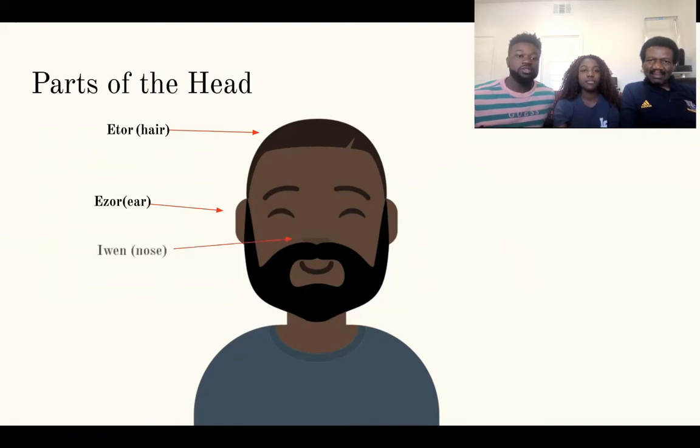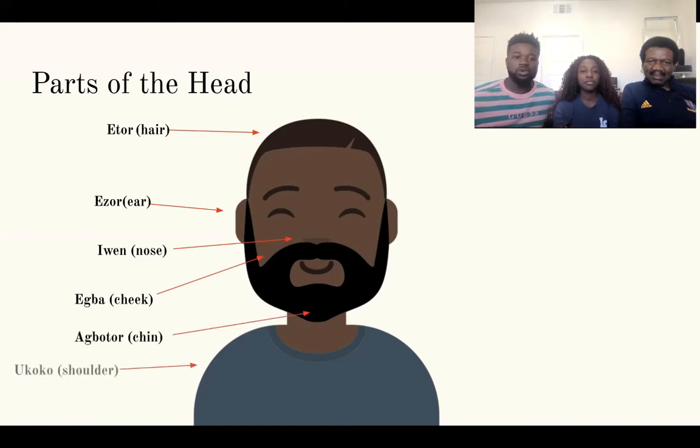Next, we'll go to the nose, which is inwe. Then we have cheeks, which is egba. Cheek or cheeks, both singular or plural, pronounced the same. And then chin is agboto. Shoulder, ukoko.